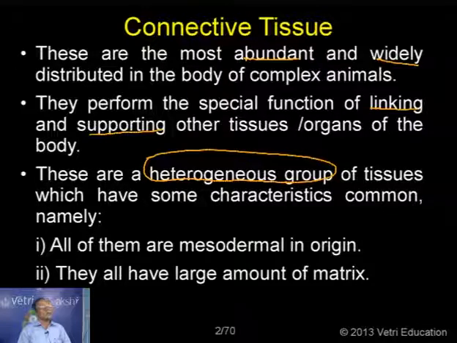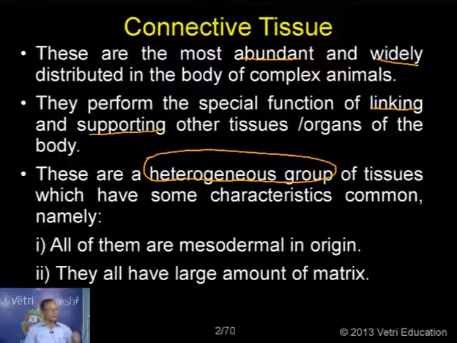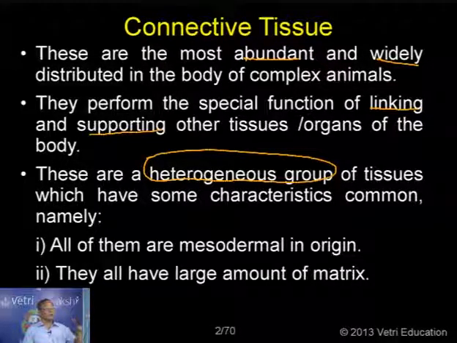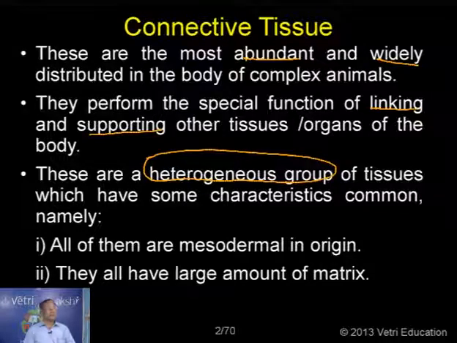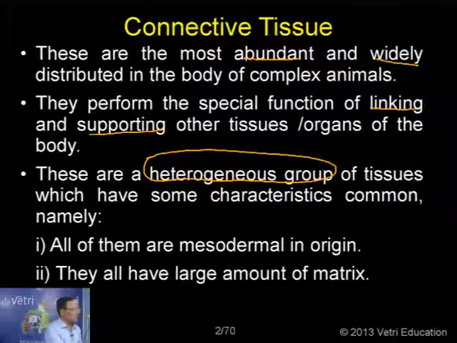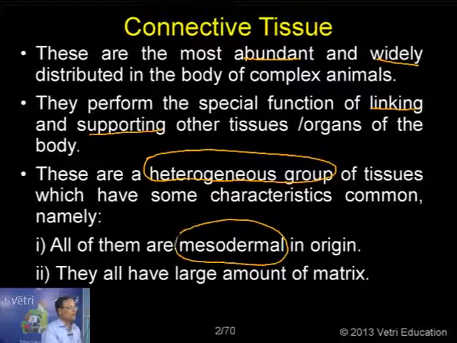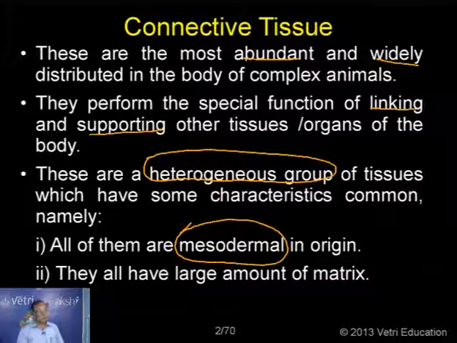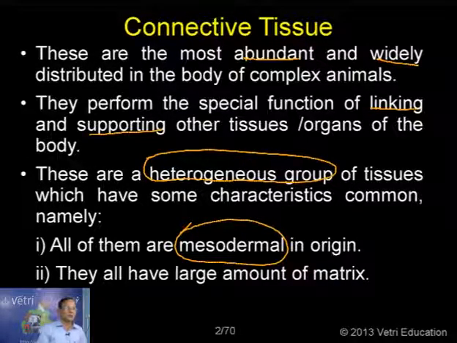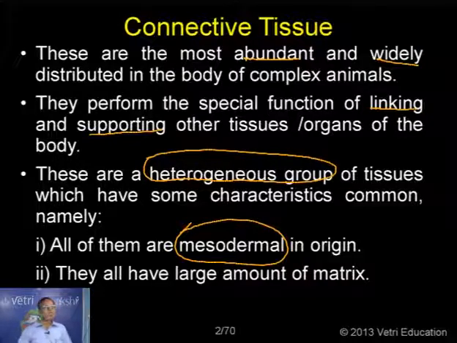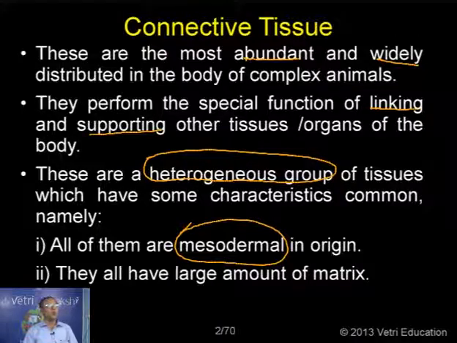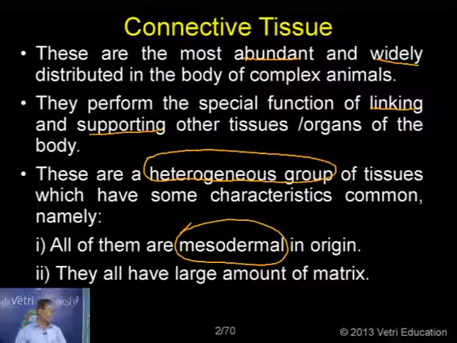Though they are all made up of different components, some characteristics are common to all the connective tissues. Number one, all are mesodermal in origin. Unlike the epithelial tissues, which are either ectodermal, endodermal or mesodermal in origin, all connective tissues have developed from the mesoderm.